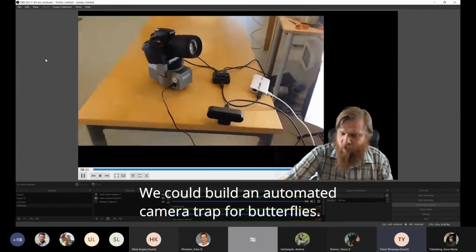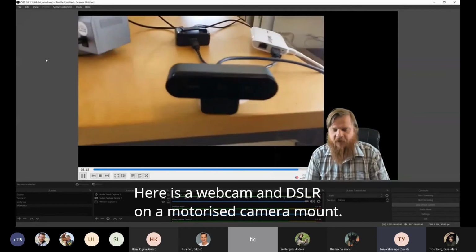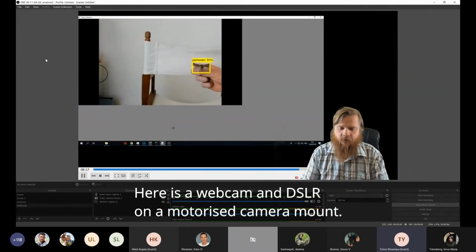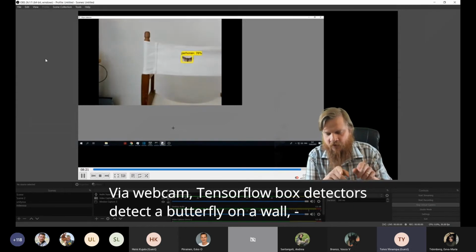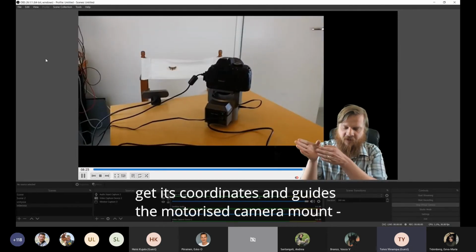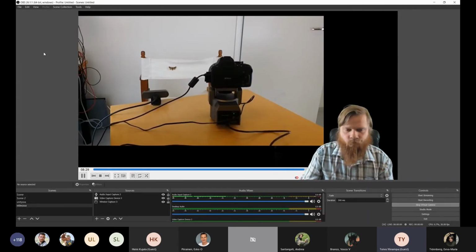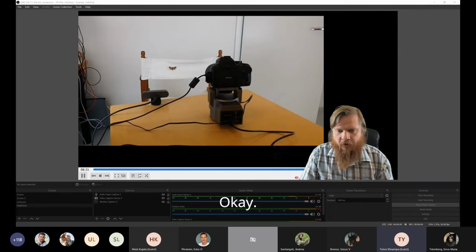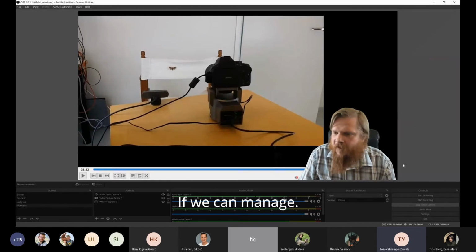We could build an automated camera trap for butterflies. Here is a webcam and a DSLR on a motorized camera mount. Via the webcam, the TensorFlow box detector detects a butterfly on a wall, gets its coordinates and guides the motorized camera mount, which takes the image automatically. Okay, and then let's jump into the 3D world, if we can manage.